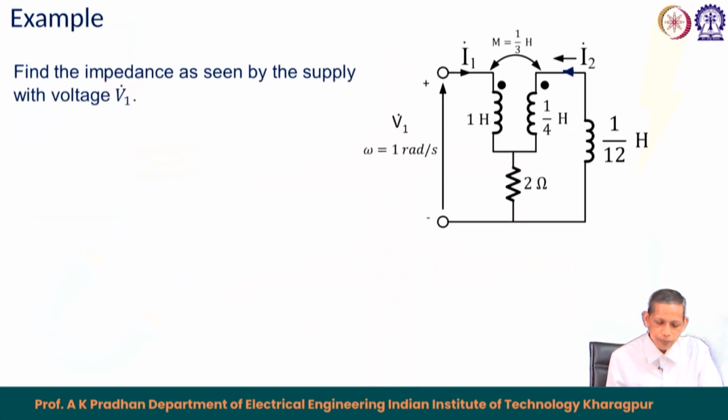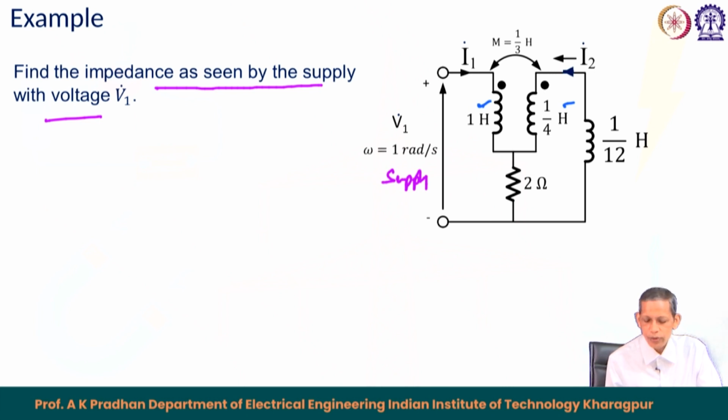Another example, of a different type. Find the impedance seen by the supply with voltage V1. This is the supply side, which has an angular frequency of omega equals 1 radian per second, and the circuit is like that. One inductor here and another inductor here, and both are coupled as shown here, and the marked currents are I1 and I2 like this. I1 is entering the dotted terminal, I2 also entering the dotted terminal.